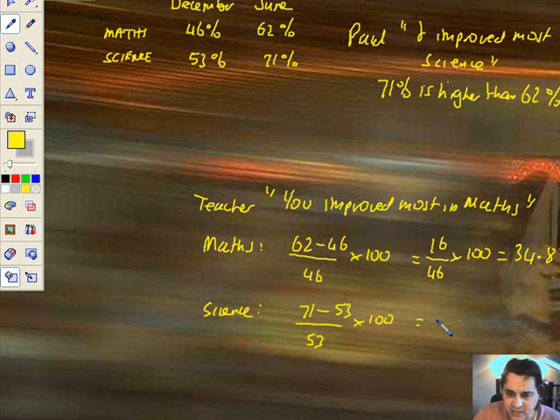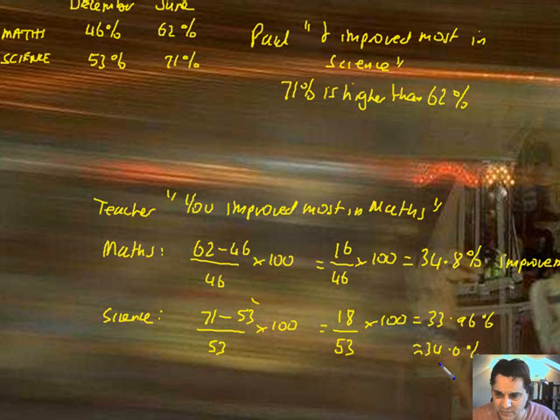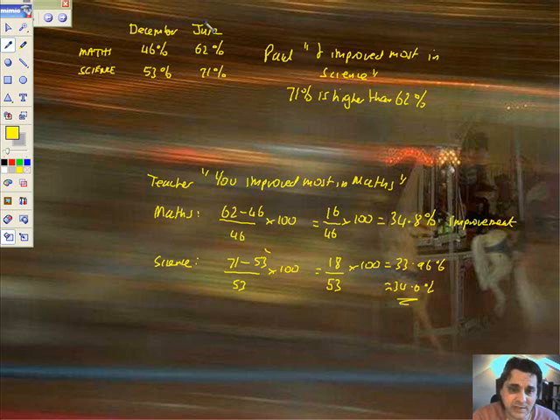That gives me 18. So improved 18% from the original 53 that you got in science. Multiply that by 100 and let's just see what we get. And he got, listen to this, 33.96%. In other words, approximately 34.0%. So in fact, he did do slightly better in maths in terms of improvement compared to science, even though his overall percentage was more in science than it was in maths.